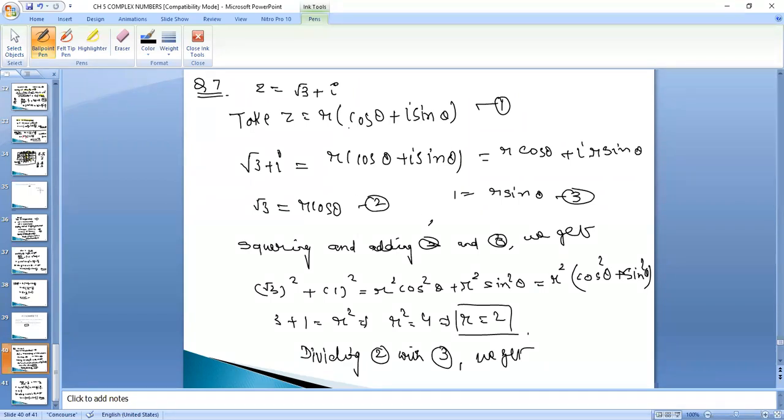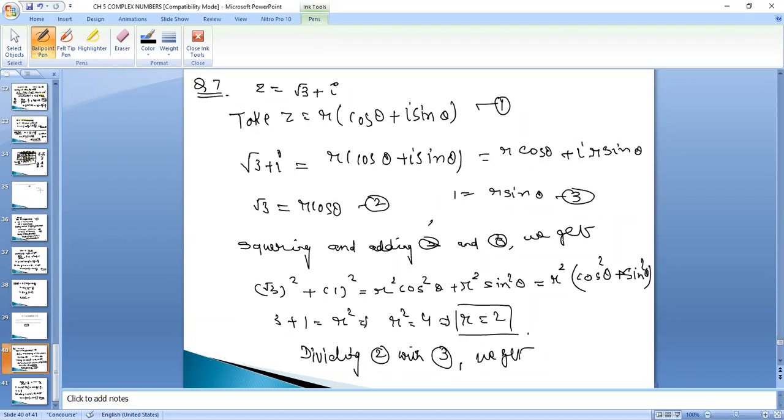So tally your answer, what you have solved on your copies. You will be taking z is equal to r cos theta plus iota sin theta, right? Z is equal to root 3 plus iota. It will be r cos theta plus iota r sin theta. Next, equating real and imaginary parts, r cos theta will be root 3 and r sin theta will be 1.